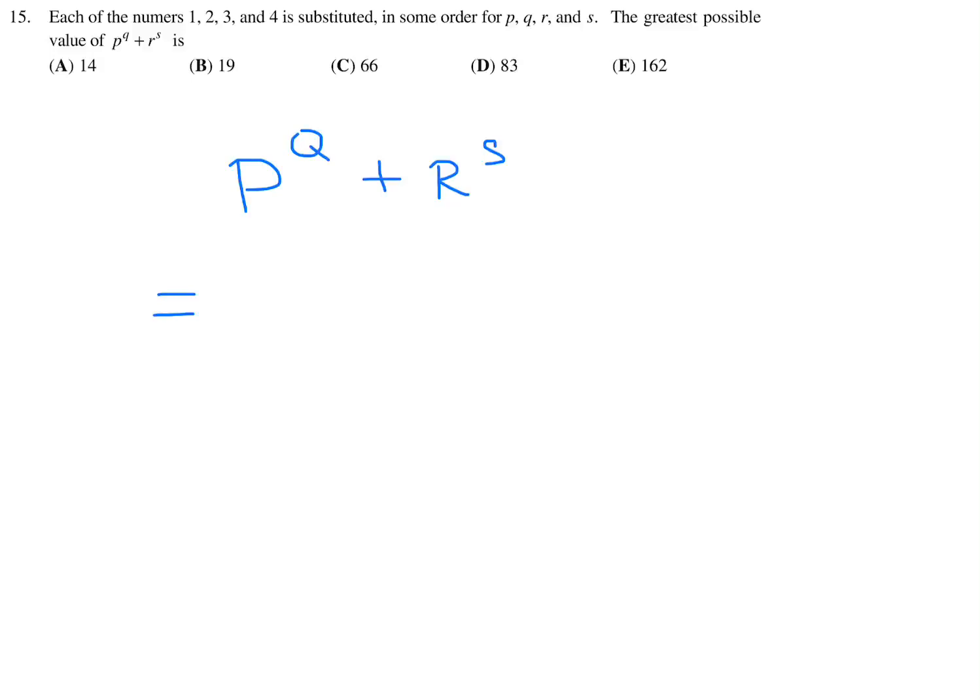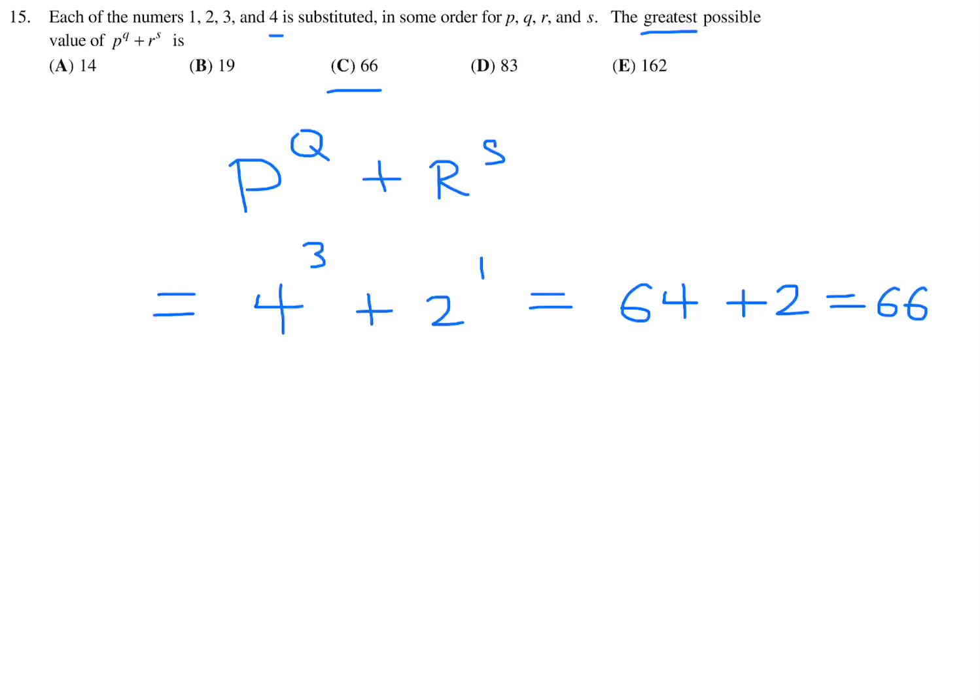So we want the greatest, so I'm going to go with the greatest number, which is 4. And I use the next greatest number, which is 3, as the exponent. And I'm left with just 2 and 1 for the remaining letters. So if I do this, what do I get? 4 to the power of 3, I believe, is 64. Plus 2, and that is 66, which is one of the answers.